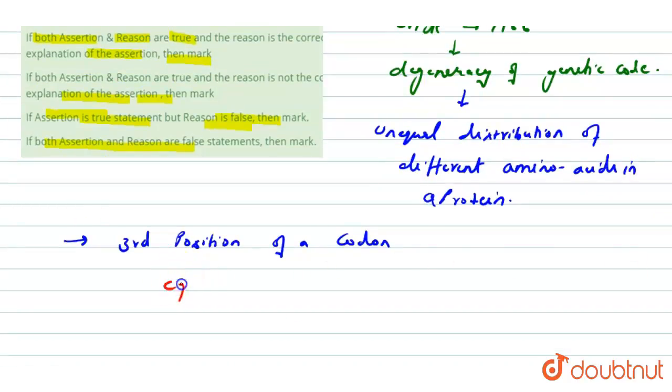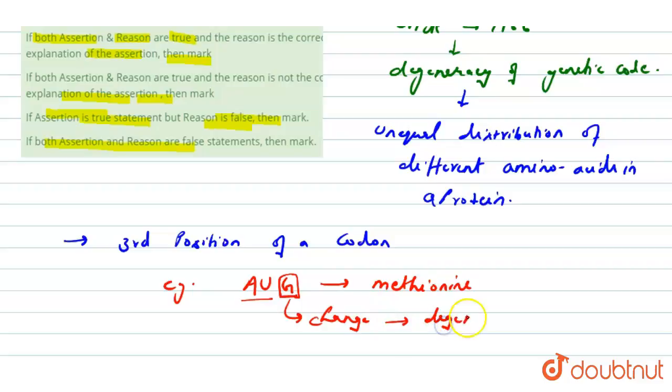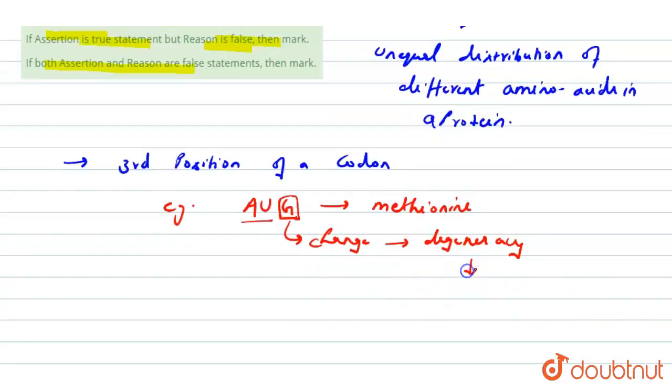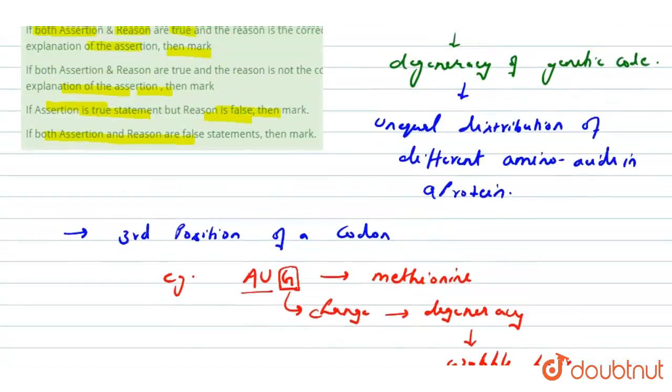So for example, codon AUG codes for amino acid methionine, right? Codes for methionine amino acid. So the third base, which is the guanine base, if it is going to be changed, it gives for another amino acid, right? Whereas the two bases don't change. So it is the third base which can change and gives degeneracy, right? And that is why this base is to be termed as the wobble base, right? So this is the third base which increases the effect of degeneracy.